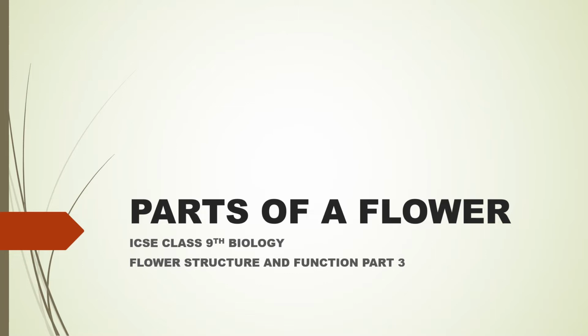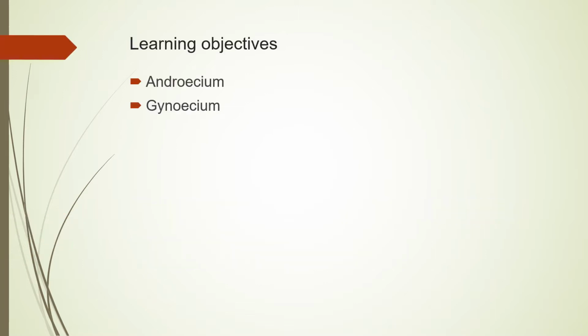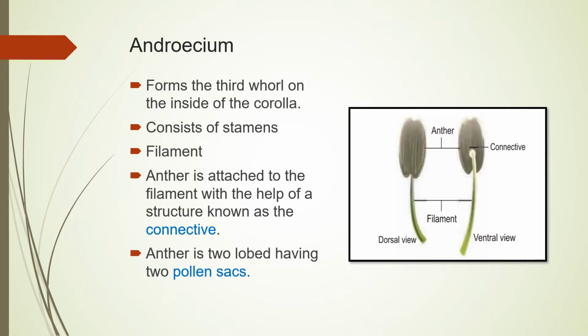Parts of a flower. So what are the learning objectives? That is, at the end of this lesson, we will be completely knowing about the Androecium with its structure and functions, as well as the Gynoecium also. So in this part, first we will be starting with Androecium.